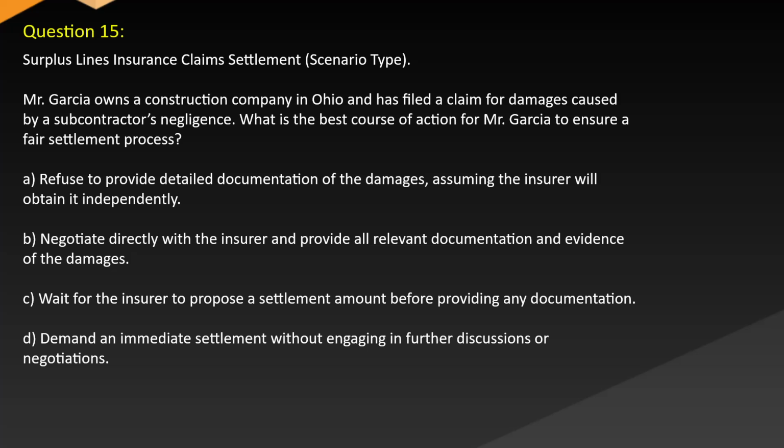A. Refuse to provide detailed documentation of the damages, assuming the insurer will obtain it independently. B. Negotiate directly with the insurer and provide all relevant documentation and evidence of the damages. C. Wait for the insurer to propose a settlement amount before providing any documentation. D. Demand an immediate settlement without engaging in further discussions or negotiations.